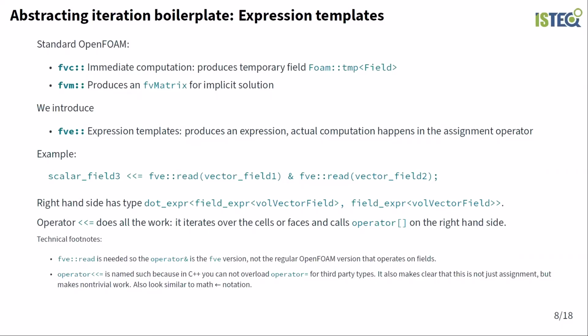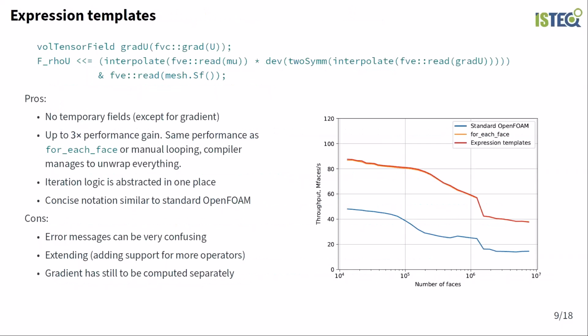So the type of this thing is just this. So the structure of the expression is encoded into the type. And the operator arrow calls an operator brackets on this expression, which recursively calls operator brackets on the sub-expressions. And with expression templates, our expression will look like this.